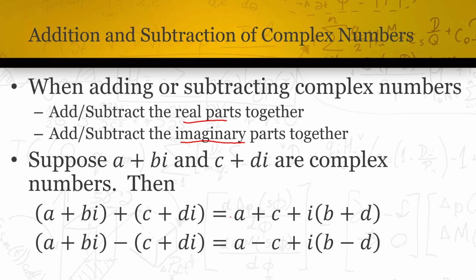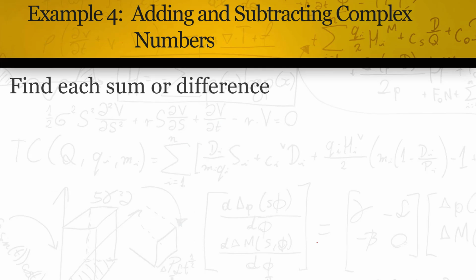Well, you add the real parts, a and c, or you subtract your real parts, a and c, to get your new real part, and then you add the imaginary parts, b and d, or subtract them depending on what you're doing, to get your new imaginary part. So for addition, you will have a plus c, and then for the imaginary part, you have b plus d, and then for subtraction, you would have a minus c, and then for the imaginary part, you would have b minus d. Okay, so let's see how that works in a couple of examples.